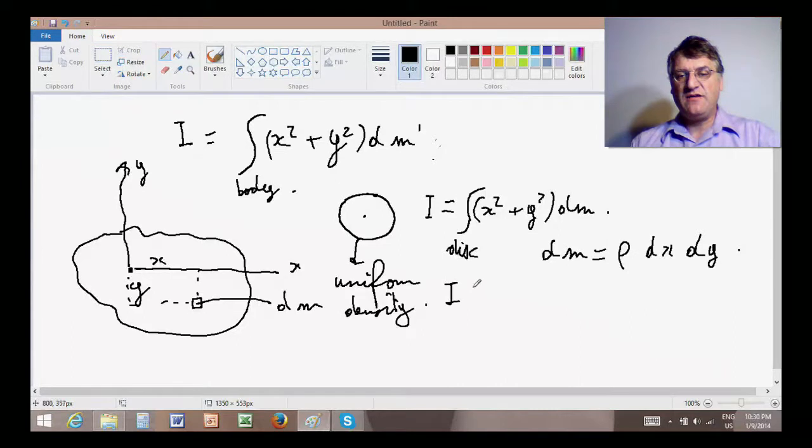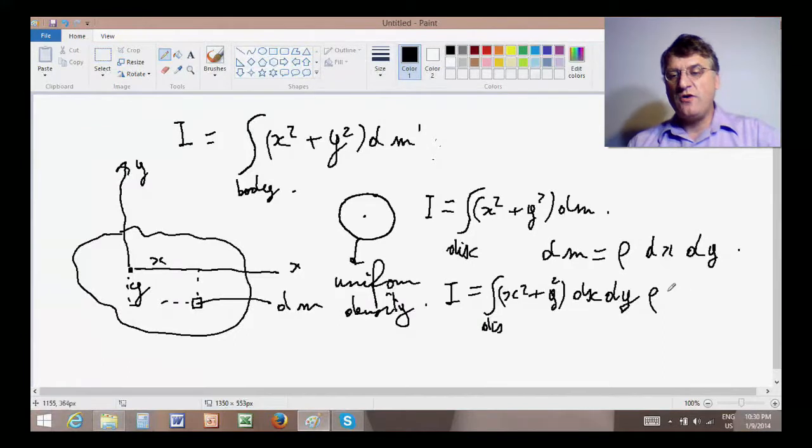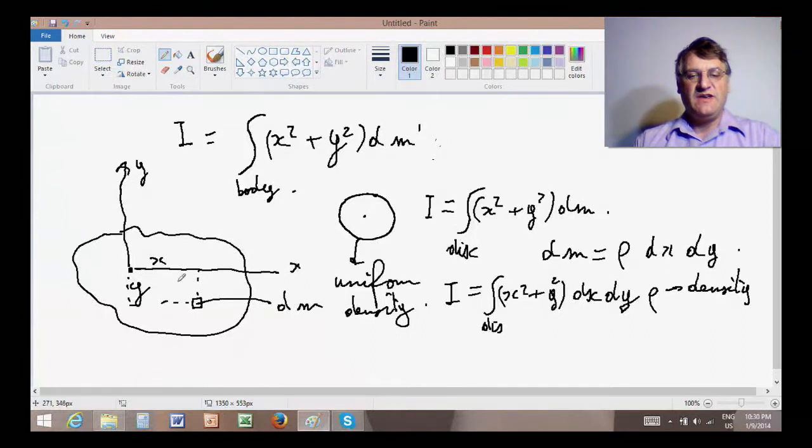in such a way that I becomes the integral over the disk of x squared plus y squared times dx dy times rho. Rho is the density. And this is where dx and dy appear. Now, this kind of integral is not easy to compute using such a coordinate system. Instead, we use a polar coordinate system. And all this is background material, in such a way that the coordinates in the integral are called r and theta. Probably remember that.